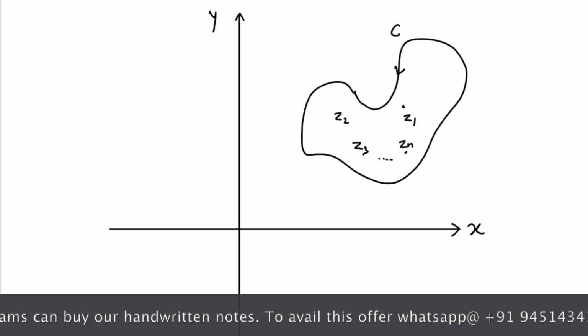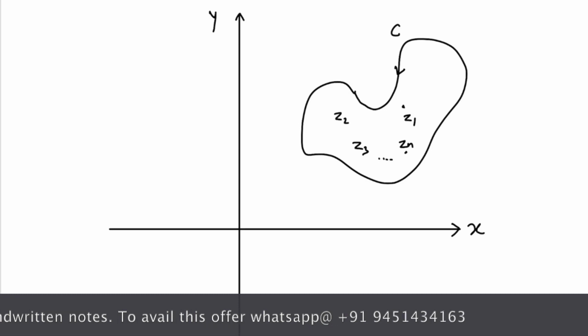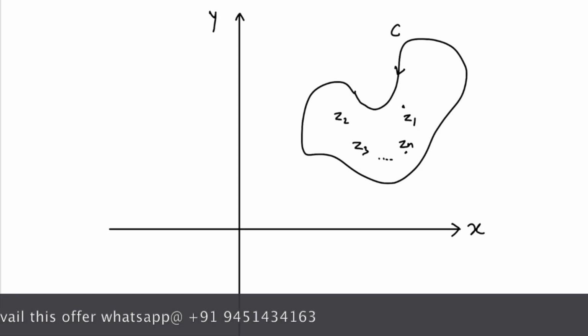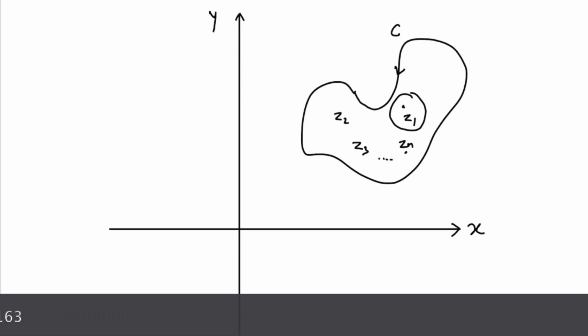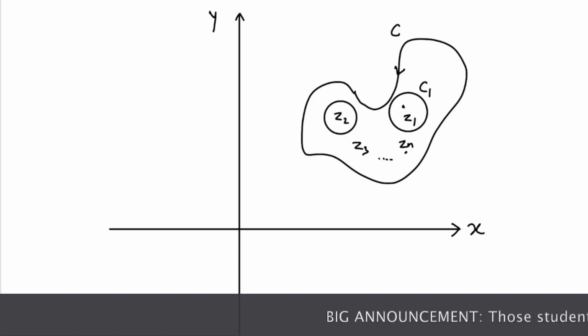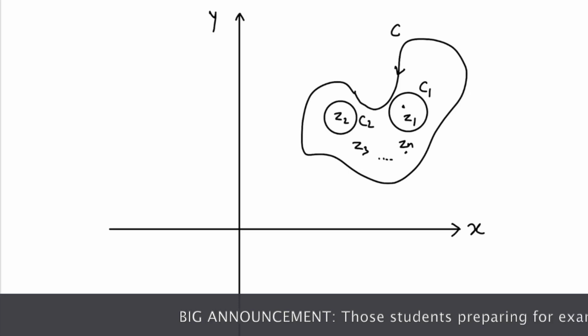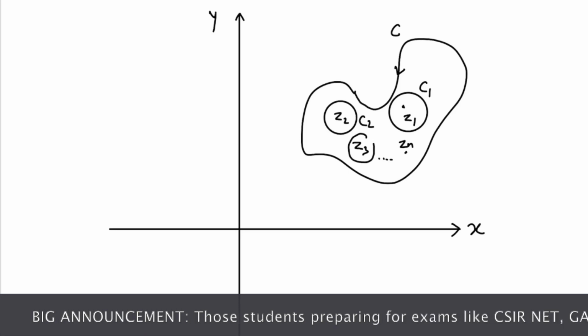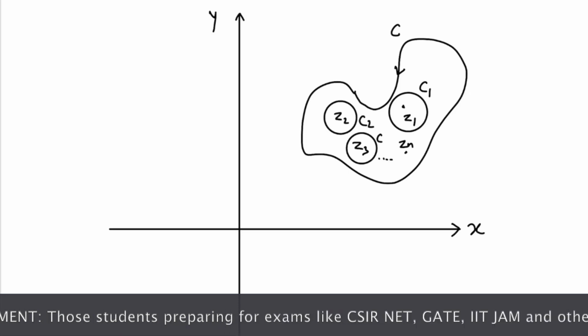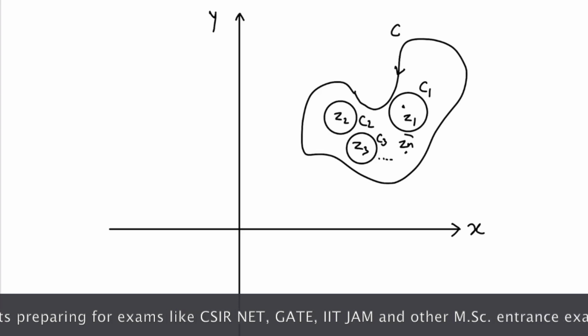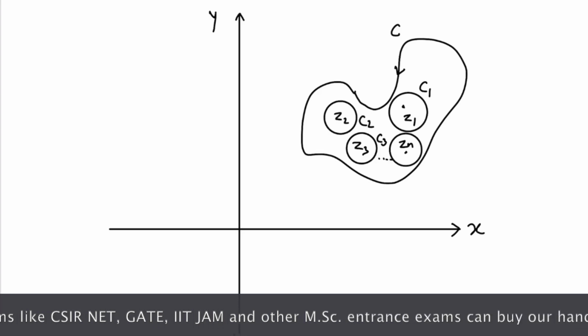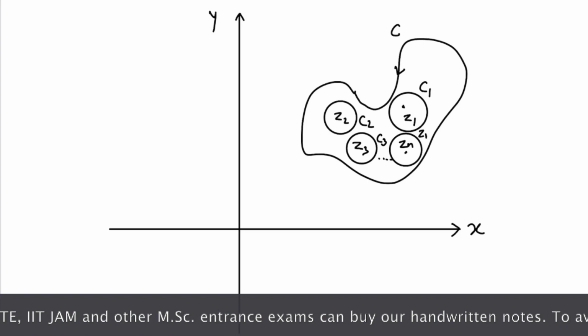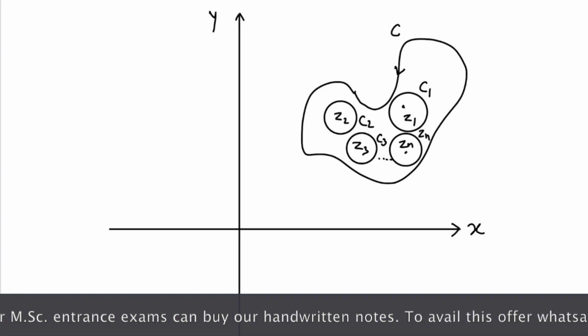Since there are a finite number of singular points, that means we can isolate these points with some circles. Suppose the circle for the first point is C1, for the singular point z2 the circle is C2, for z3 the circle is C3, and for the singular point zn the circle is Cn.